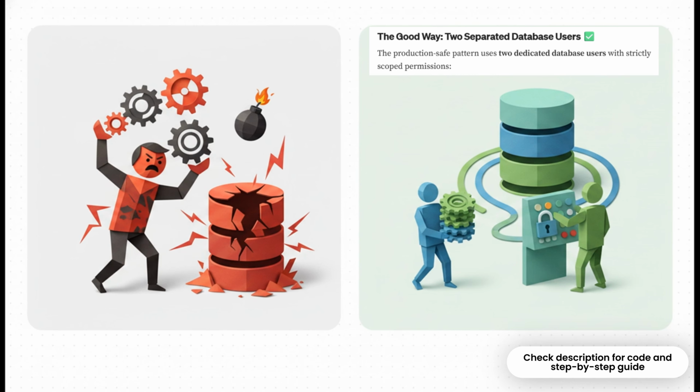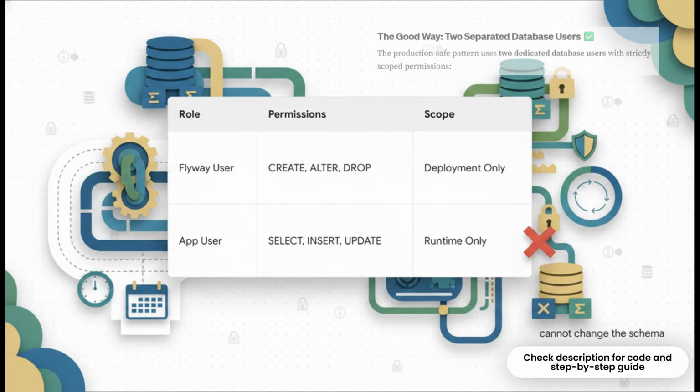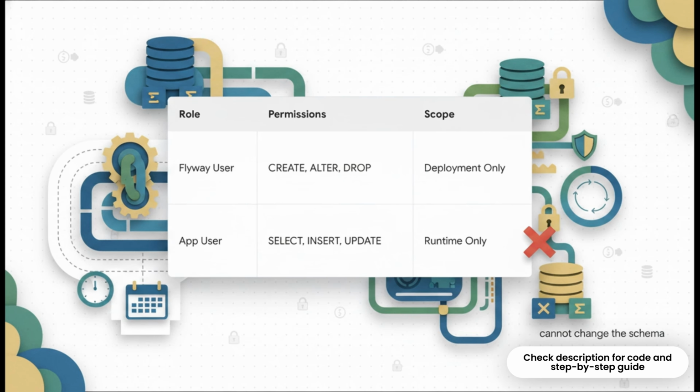The good way, on the other hand, is the separated users approach. We are completely dividing the responsibilities here, ensuring that the live running application never holds credentials that are powerful enough to drop or fundamentally alter your database structure. This is basically the principle of least privilege in action. We are establishing two totally distinct roles. First up, we have the migration user, or the Flyway user. Now, this user is highly elevated. It holds the serious permissions: create, alter, drop, insert, and update.